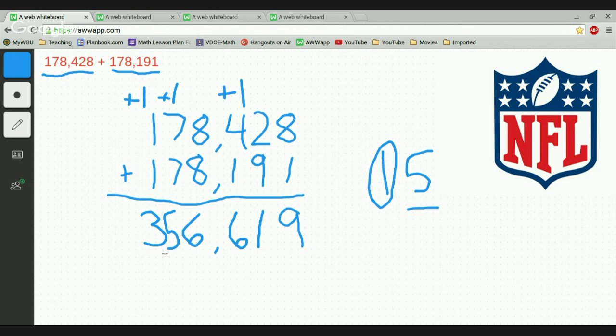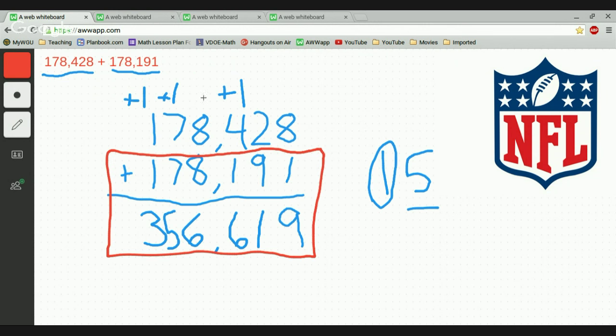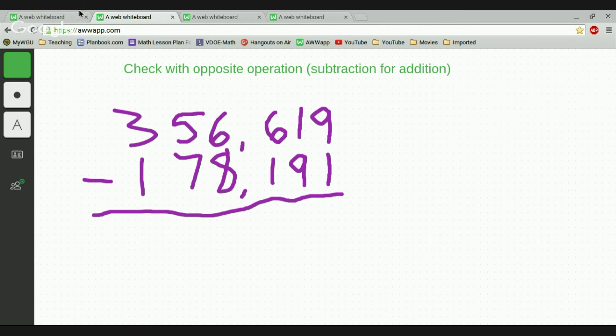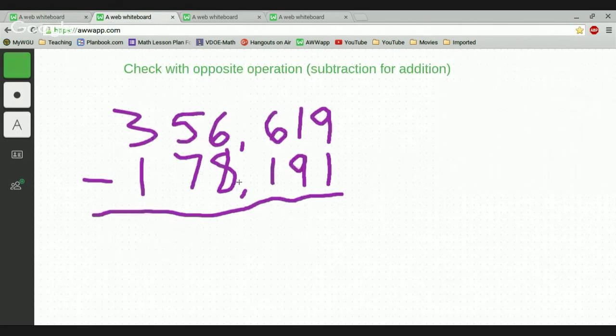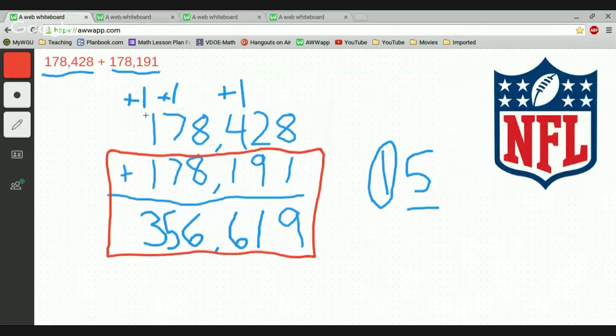Now, we're not quite done with this problem because the last thing we always need to do in a problem is make sure we check our work. And to check our work, we are going to work with these two numbers. So let's switch to another screen here. In this number, we see we have 356,619, which comes from my answer there, and 178,191, which comes from this.